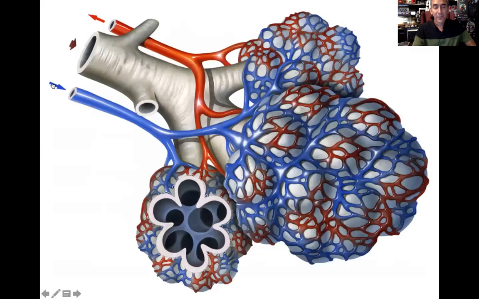So again, we're arriving from the pulmonary circulation. We're arriving blue, deoxygenated. We pick up oxygen, and then we send red oxygenated blood back towards the heart. External respiration.